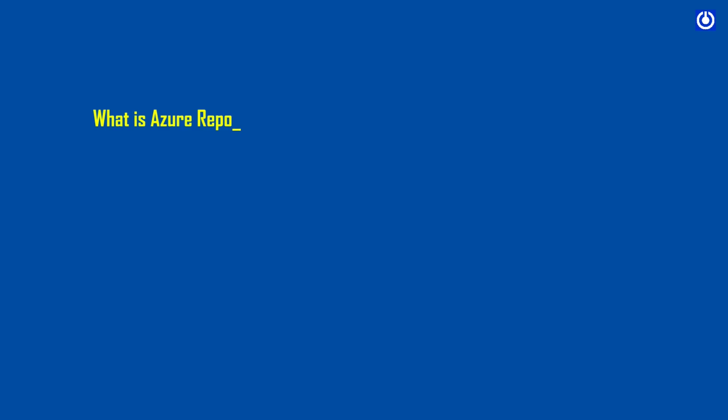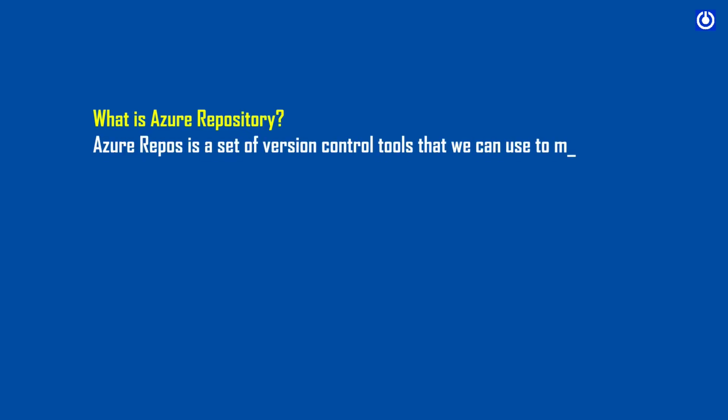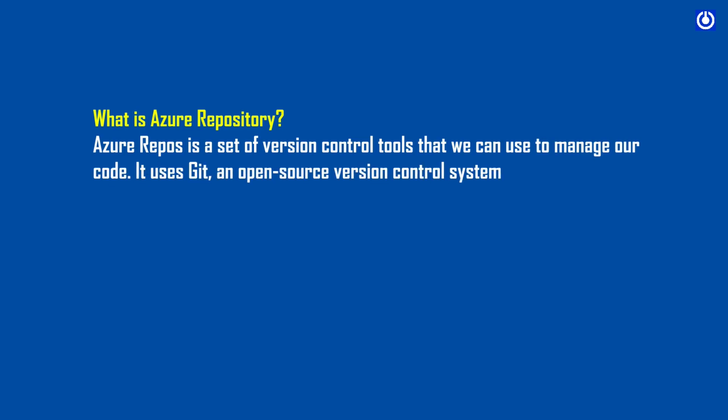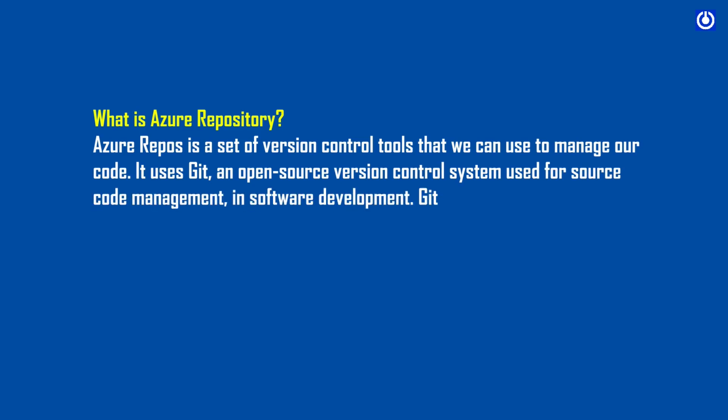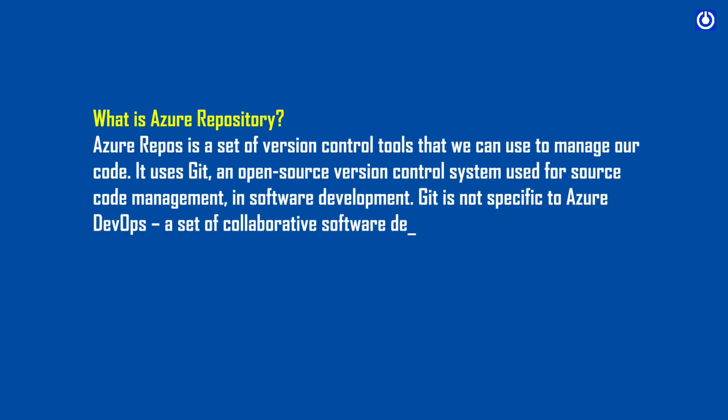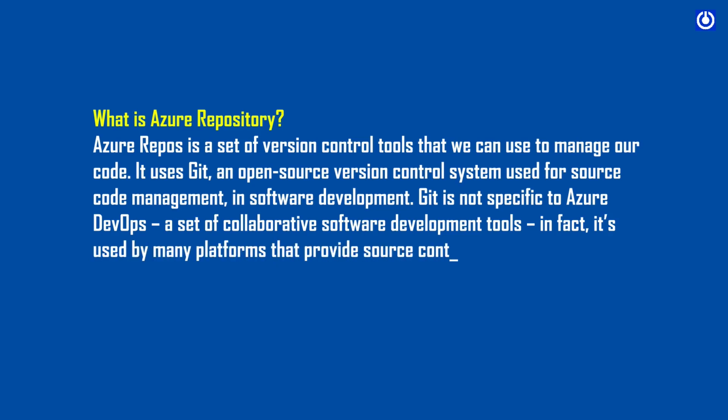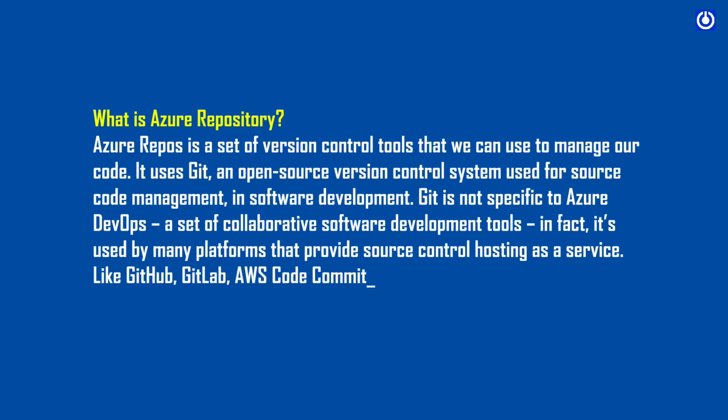What is Azure Repository? Azure Repos is a set of version control tools that we can use to manage our code. It uses Git, an open-source version control system used for source code management in software development. Git is not specific to Azure DevOps, a set of collaborative software development tools. In fact, it's used by many platforms that provide source control hosting as a service, like GitHub, GitLab, AWS CodeCommit, Bitbucket, etc.